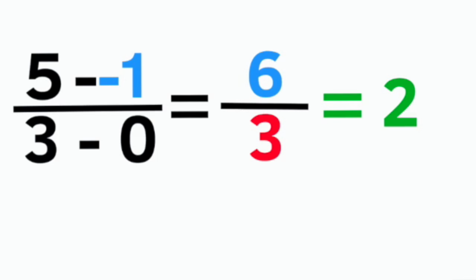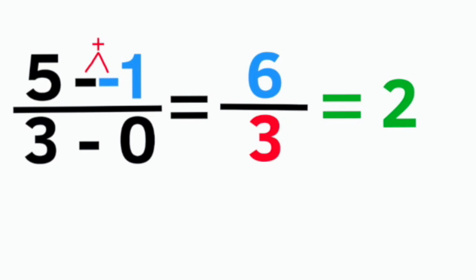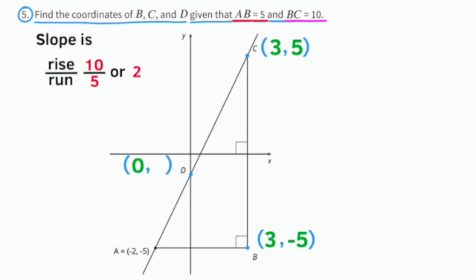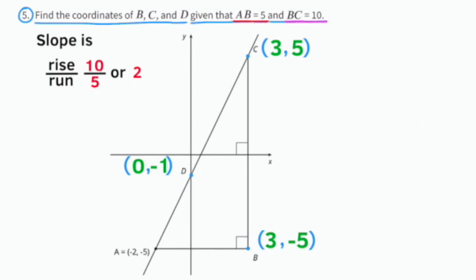5 minus a negative 1 equals 6, because minus a negative is the same thing as the opposite of a negative. And 5 plus 1 equals 6. The missing y-coordinate for point D is negative 1.